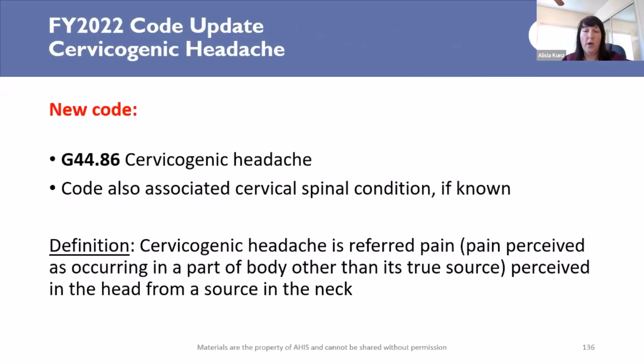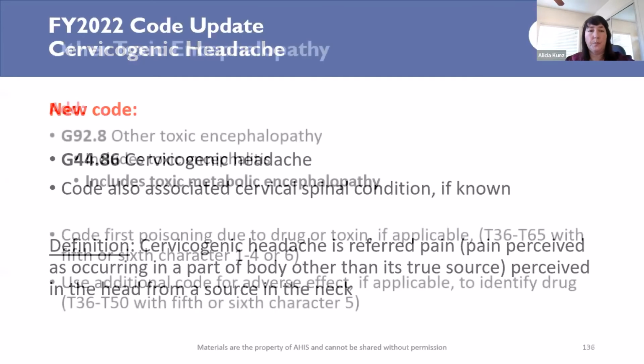We have a brand new code. And I say brand new, meaning we've had it since October. But G44.86 is a cervicogenic headache. That's referred pain, so it's usually perceived in the head from a source in the neck. I don't know about you all, but have you ever had tension in your neck and then bam, you've got a headache? Well, there's a code for that now, cervicogenic headache. Next.